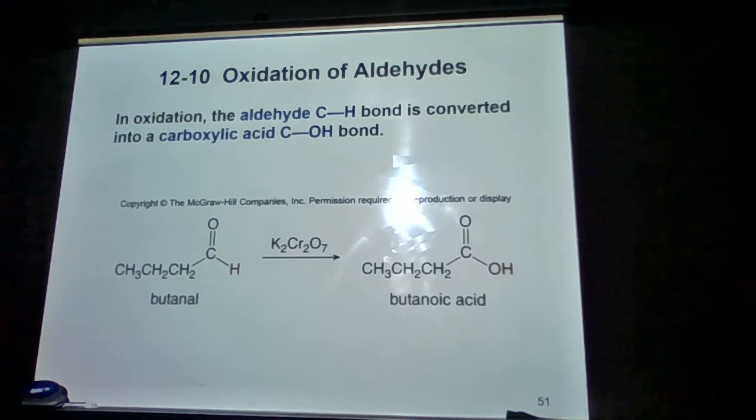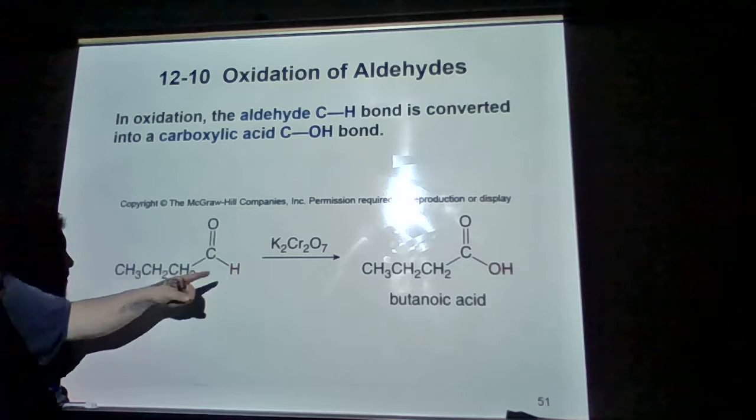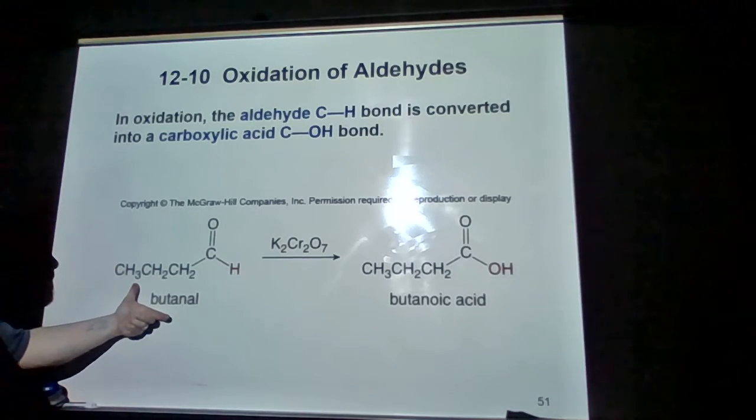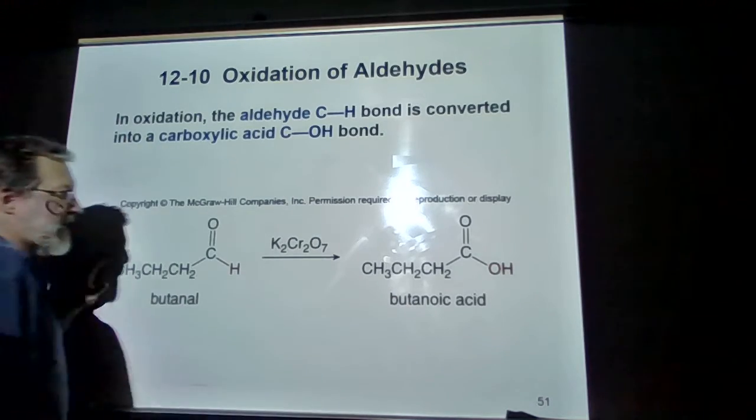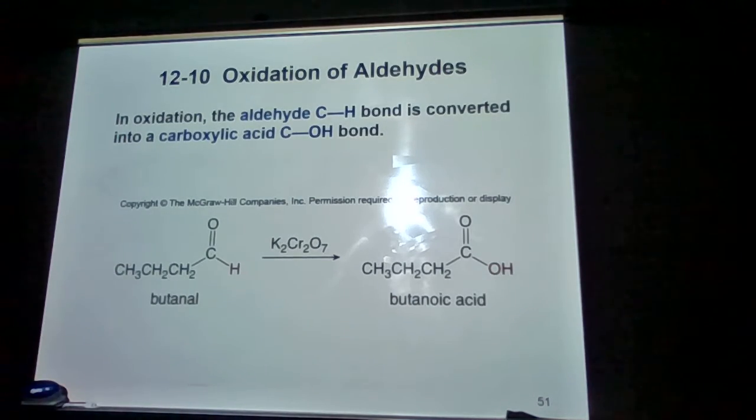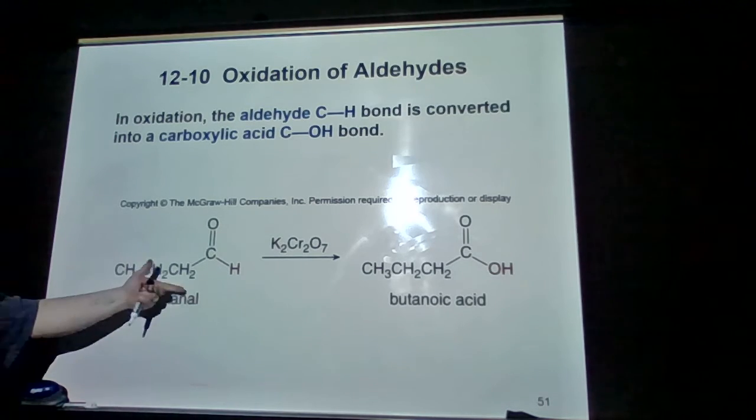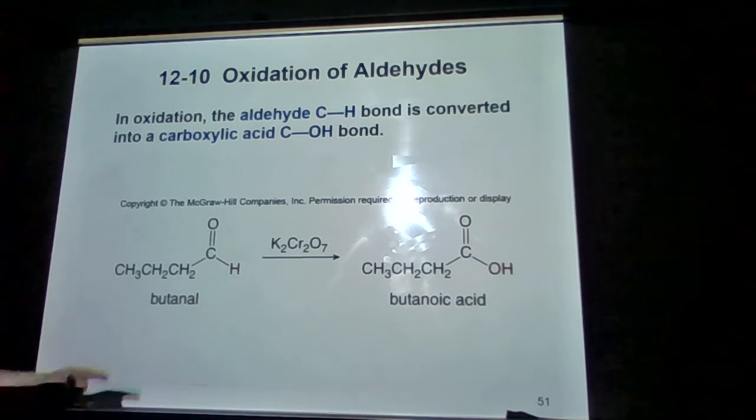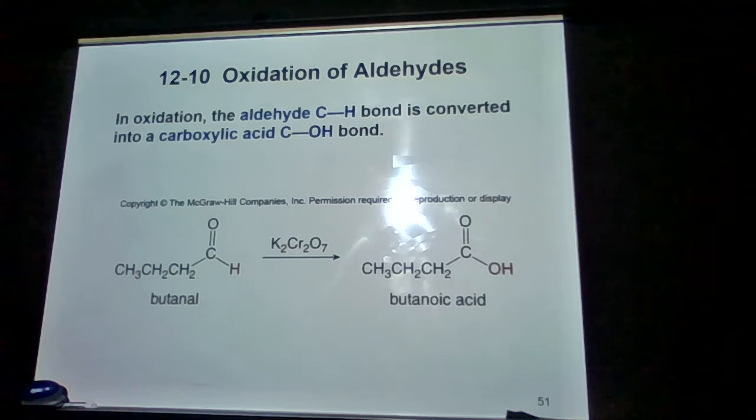In oxidation, the aldehyde hydrogen is converted to an OH bond. So we oxidize butanal to the corresponding butanoic acid with a chromium-based reagent. Again, your chromium reagents are your primary reagents of choice to do oxidations from aldehydes or alcohols up to the corresponding carboxylic acids.